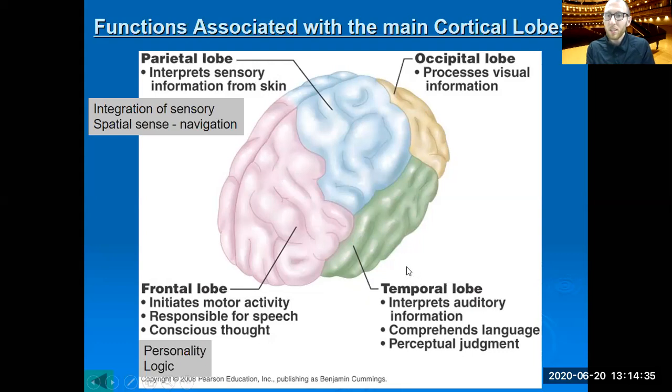Temporal lobe, mainly auditory information, language, and a little bit of perceptual judgment. And then lastly, frontal lobe, lots going on in the frontal lobe. It initiates motor activity, speech, conscious thought, personality, logic, decision making, kind of that higher level thinking.